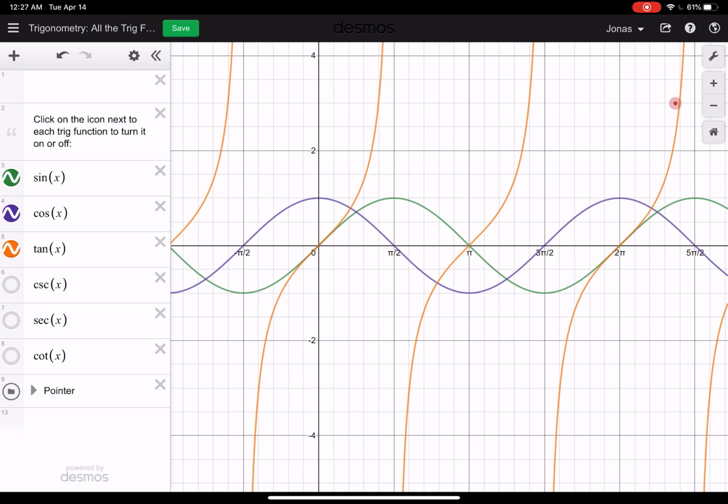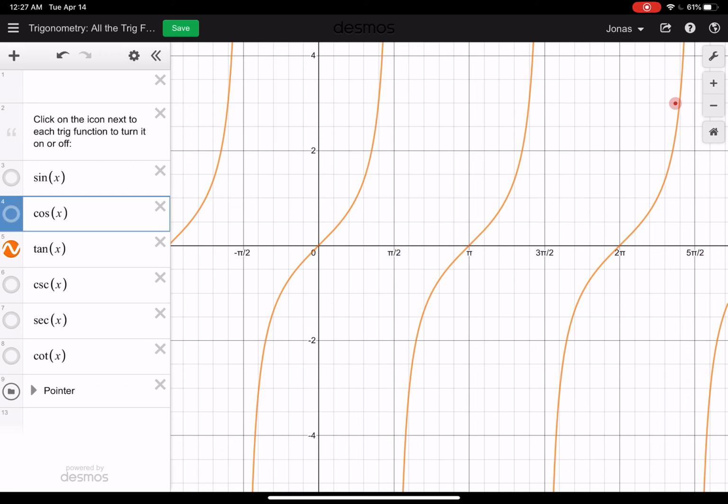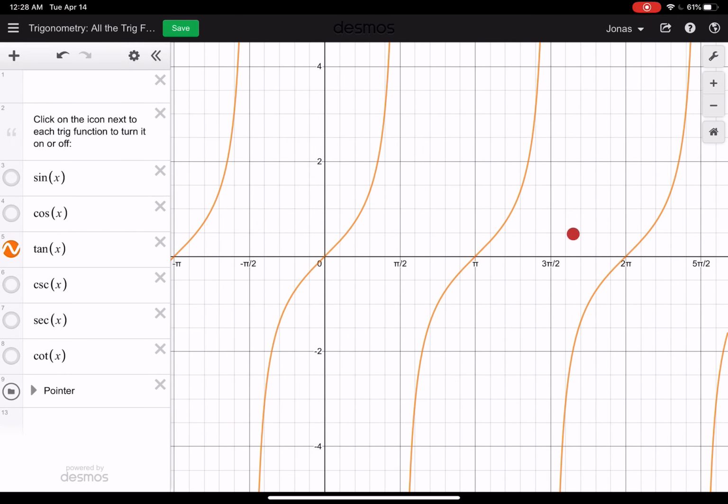So if we take away sine and cosine, we see only the tangent graph. Now, a couple of observations about this. First of all, what is the domain of this function? Well, it goes all the way to the left and right, but it has these holes. It has a hole at minus pi over 2. It has a hole at pi over 2. It has a hole at 3 pi over 2, and so on.